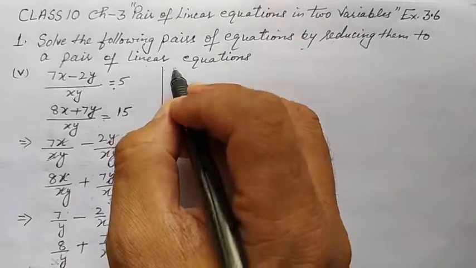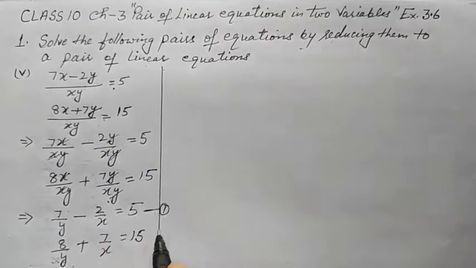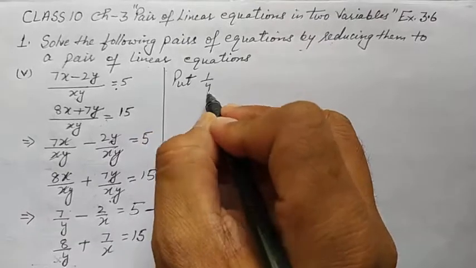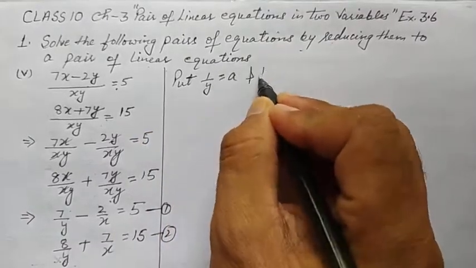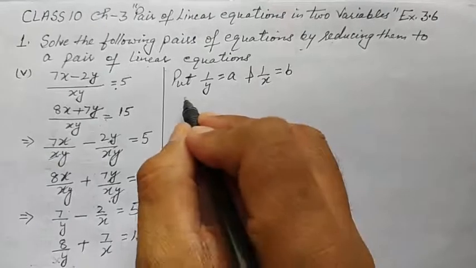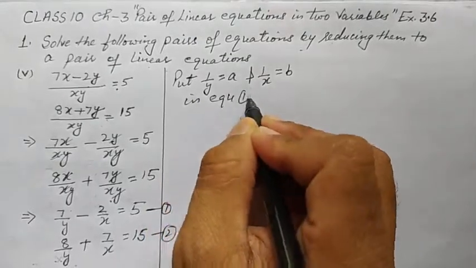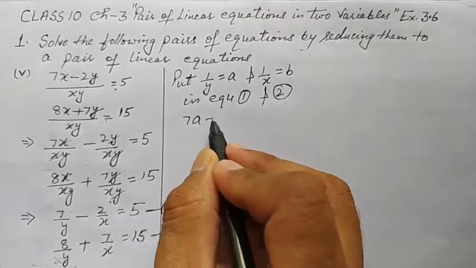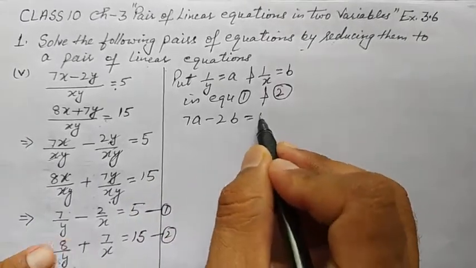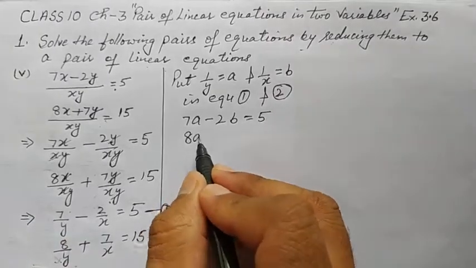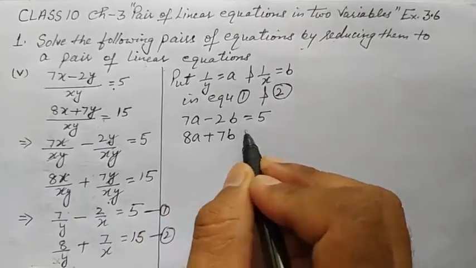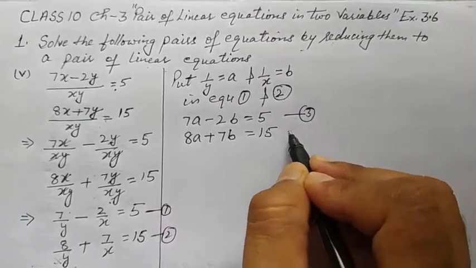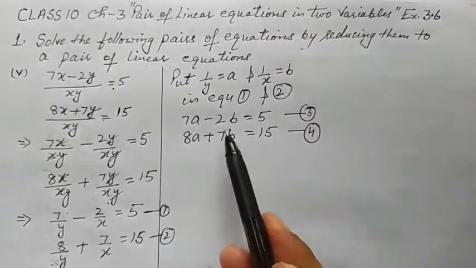Suppose this is equation number 1 and this is equation number 2. So we'll put 1 over y as a and 1 over x as b in equations 1 and 2. Let's see what will be there. It becomes 7a minus 2b is equal to 5, and here 8a plus 7b is equal to 15. Now we'll solve equation 3, and suppose this is 4, with the elimination method.